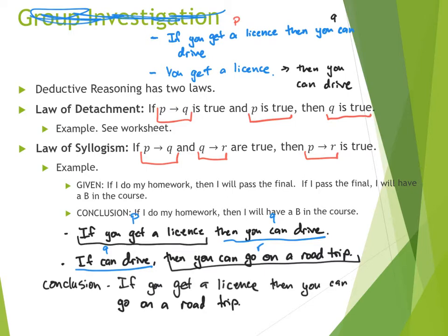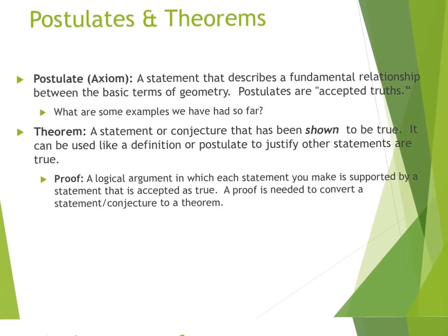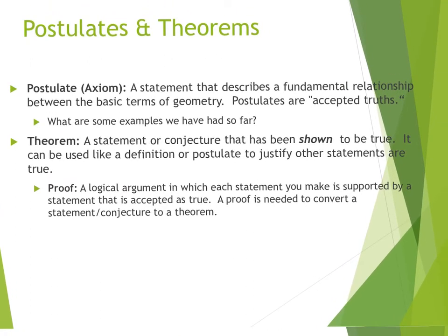Now then, the pieces of information that you will be connecting, those are called postulates and theorems. Now, a postulate is a statement that describes basically the fundamentals, the basics of geometry. Postulates are accepted as truth. If you're told something is a postulate, you don't have to explain it. You don't have to prove it's true. It just is. Okay? Pause and answer this question in the Edpuzzle.